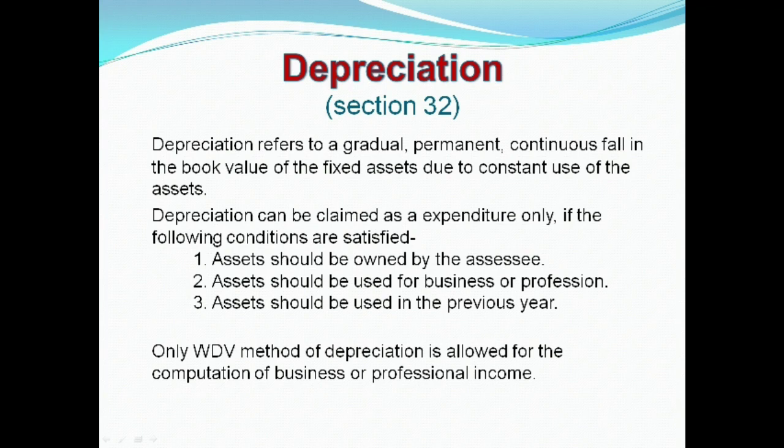If an assessee wants to claim deduction under section 32, he needs to satisfy certain conditions. First, assets should be owned by the assessee. That means the owner of that particular fixed asset should be the assessee himself. Secondly, the assets should be used only for the purpose of business or profession. And the third one, assets should be used in the previous year, that is, that particular asset should be used in the previous year 2018-19.